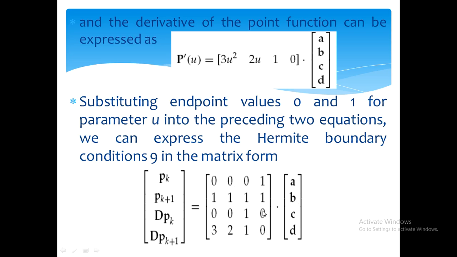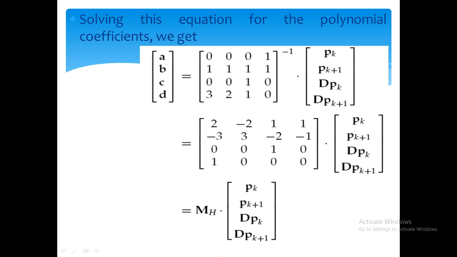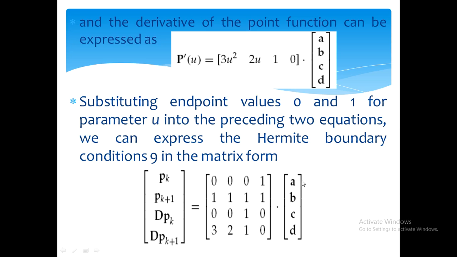Substituting the endpoint values 0 and 1 for parameter u into the preceding two equations, we can express the Hermite boundary conditions in matrix form. That is pk at 0, pk plus 1 at 1, the first order derivative of pk at 0, and the first order derivative at pk plus 1 at 1, in matrix form. Then solving this equation for the polynomial coefficients, we have to solve for a, b, c, d.